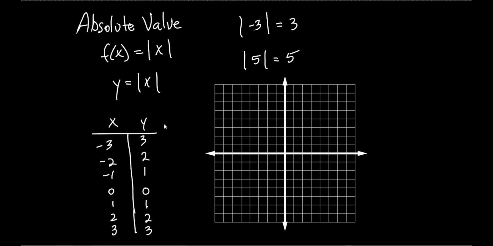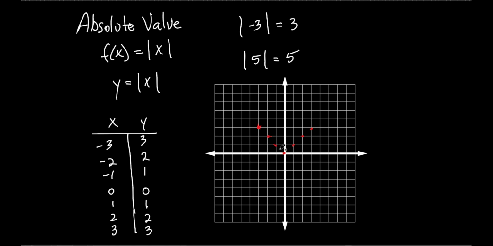I'll go red. So -3, 3. Put a point. 1, 2, 3. -2, 2. -1, 1. 0, 0. 1, 1. 2, 2. 3, 3. Look what it looks like. It's not just a straight line in one direction, is it?